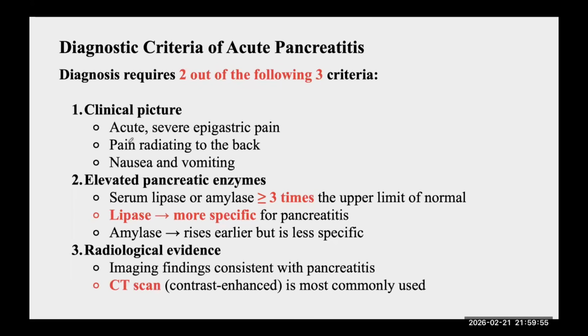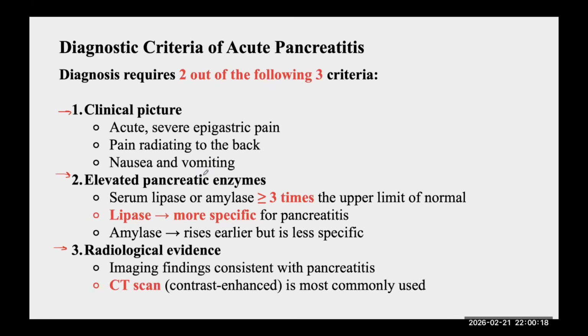Now, how do we diagnose someone with acute pancreatitis? So we have three things that we look for, and you only need two of these criteria met in order for you to say this person has acute pancreatitis. So you need the clinical picture, which is acute severe epigastric pain radiating to the back with nausea and vomiting. So this is the classical presentation of acute pancreatitis.